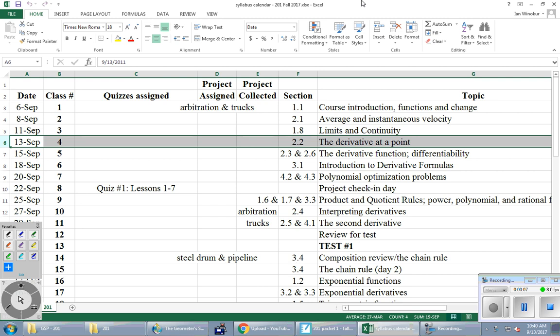Today we are talking about something called the derivative at a point. The word derivative is one that we are going to use nearly every class from here until the end of the semester. So this is an important topic.